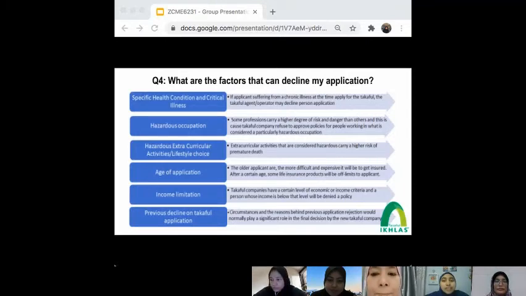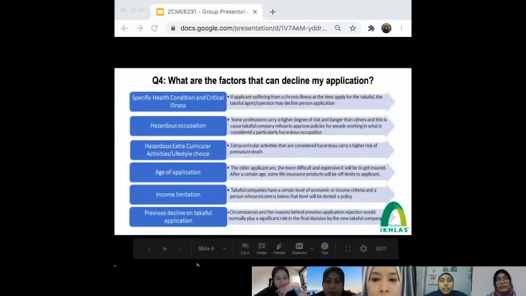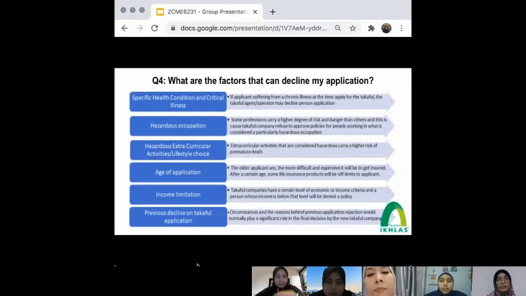So basically there are 6 factors that cause a Takaful application to be rejected by the Takaful operator or agent, which is health condition, occupation, lifestyle, age, income, and history of previous application. So for specific health condition and critical illness, if the applicant is suffering from a chronic illness at the time of applying, the Takaful agent or operator may decline the person's application. An applicant also should correctly give all the information and undergo all checkups if required.